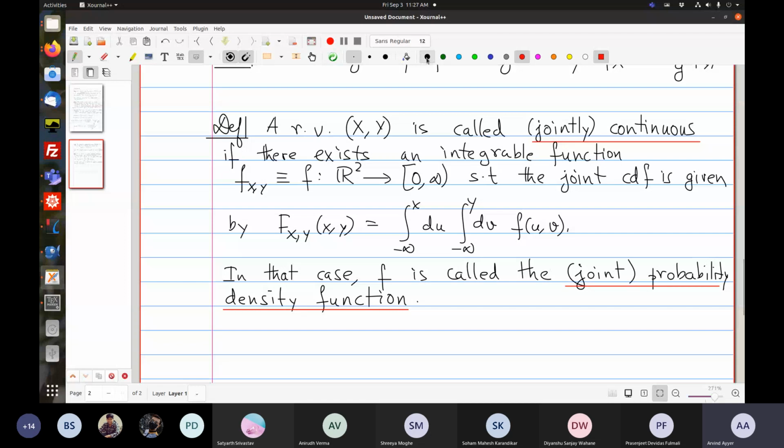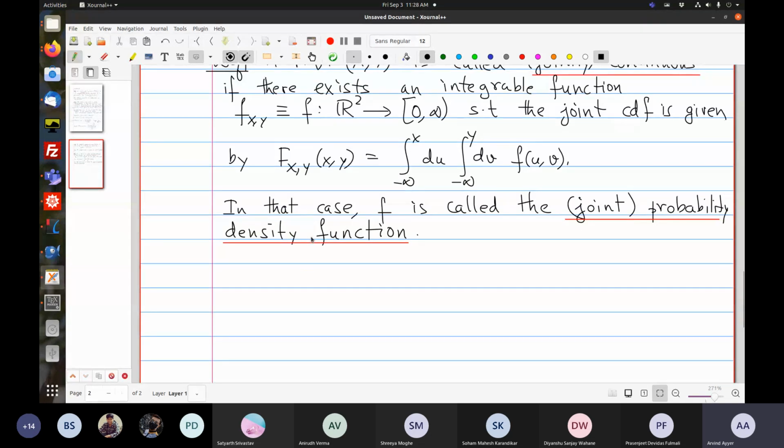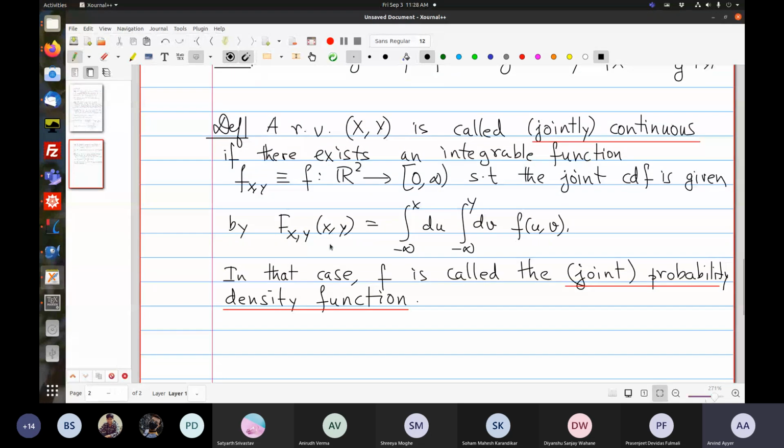We won't have to say joint usually, because it will be clear from our context whether this is a random vector or a random variable. But yeah, we will say that. Okay.